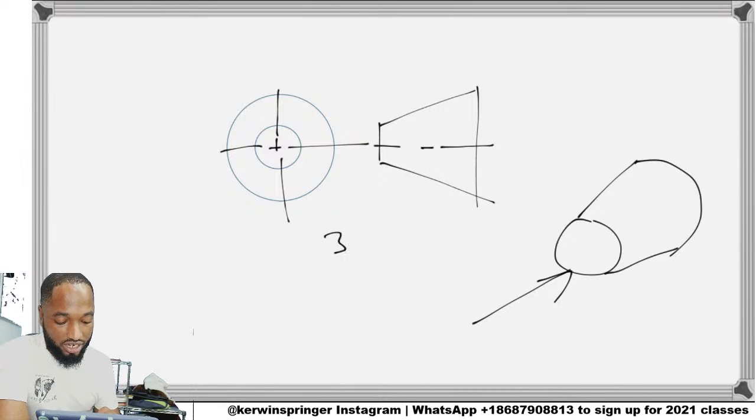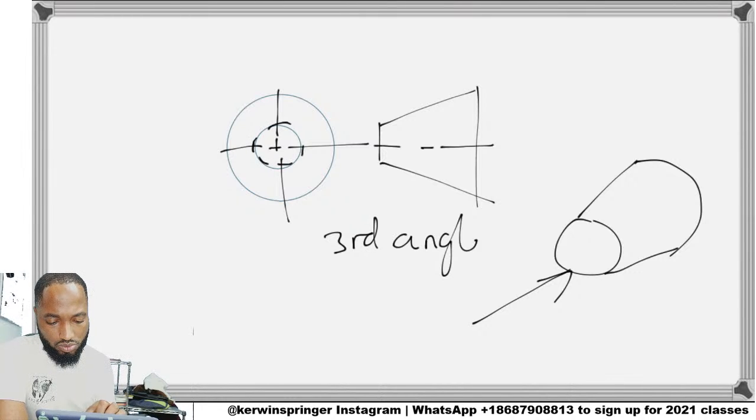So this is third angle. You need to know your first angle as well. In the first angle, this will be dotted, not so, if it's drawn like this. So that's third angle. Make sure you know that.